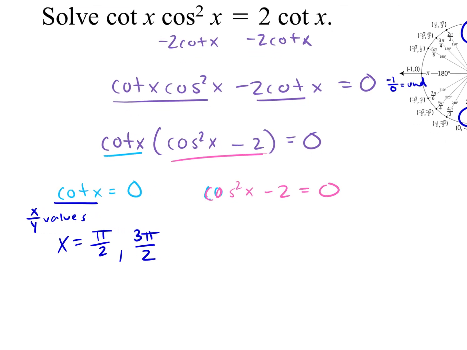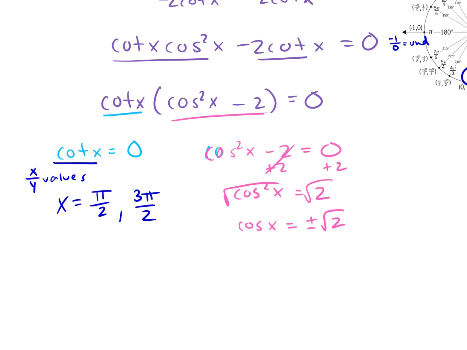Now we're going to do the same thing with the cosine one. Is the cosine one solved all the way yet? No. What would I have to do next? Add 2. We need to get that trig function all by itself. So I'm going to add 2 to both sides. So cosine squared is equal to 2. What would I do next? Square root both sides. So cosine of x is equal to what? Plus or minus square root 2.